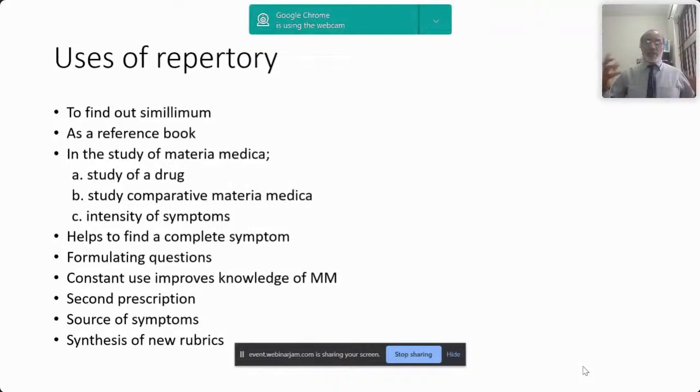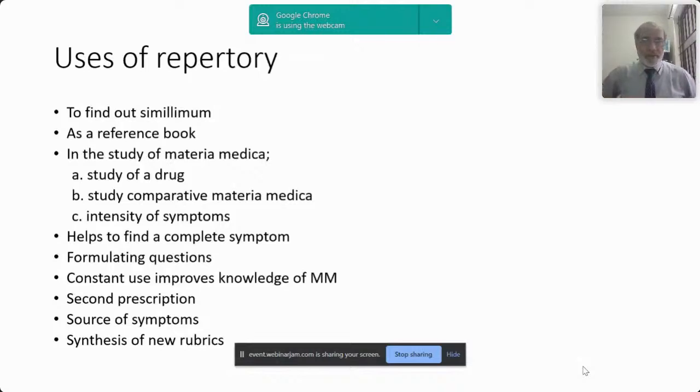See, in Boenninghausen's Therapeutic Pocket Book, he suggested that a book is needed for bedside use and selection of medicine, I mean, study of materia medica. So study of materia medica and bedside use are both main uses of repertory. So study materia medica and find the simillimum. Study of materia medica can also be done by repertory, and beautifully it can be done.